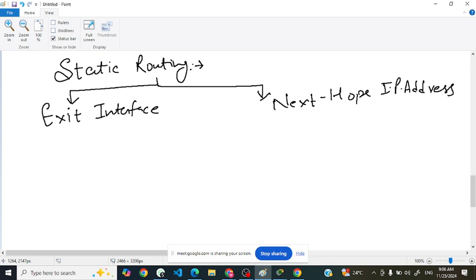So does anyone have any idea about the exit interface? I think the exit interface is the one when you assign the default gateway. The exit interface where the packet reaches out.